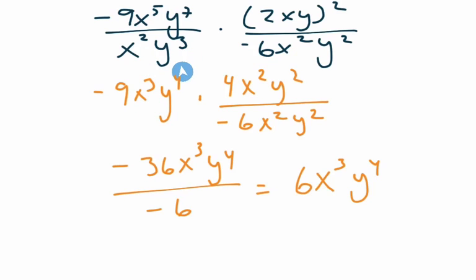And then I did the same thing with the y's. 7 y's on the top, 3 y's on the bottom, cancel some of them out. I've got 4 y's left over, and they're going to be in the numerator. And you don't have to put the denominator of 1. You are left with a denominator of 1, but you don't need to write it if it's the denominator. The only time you need to write it is if it's the numerator.